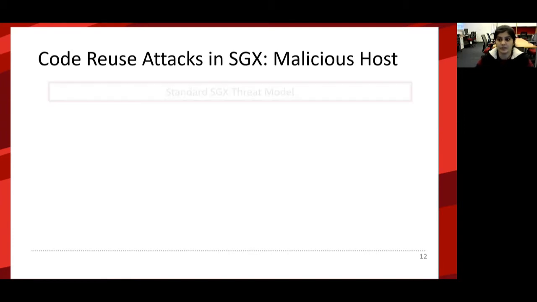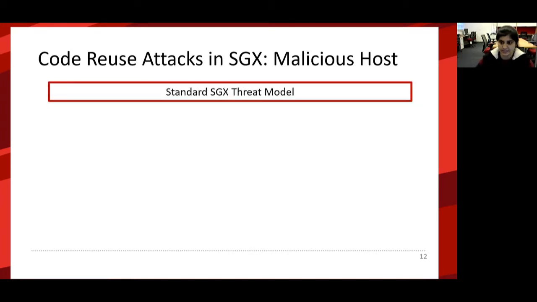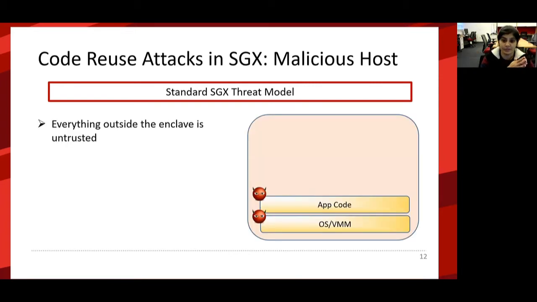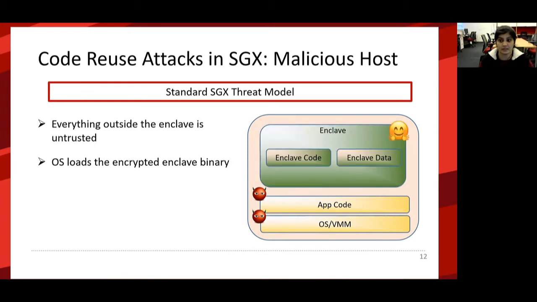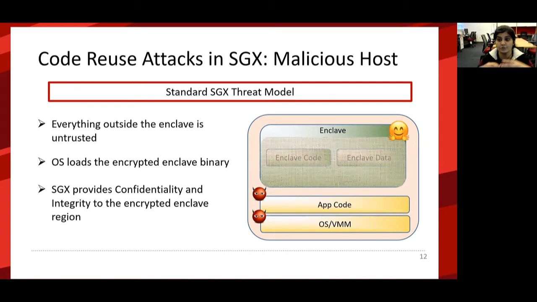Now we talk about code reuse attacks in Intel's SGX. First, the standard SGX threat model, where everything outside the enclave is untrusted. The operating system loads the enclave in memory, but it is in an encrypted state, so none of the untrusted members can really scan through or read what is going on inside the enclave memory. This way, SGX provides confidentiality and integrity to the enclave. But even then, as has been shown, and as we will see in the next few slides, attackers have been able to launch code reuse attacks against enclaves.